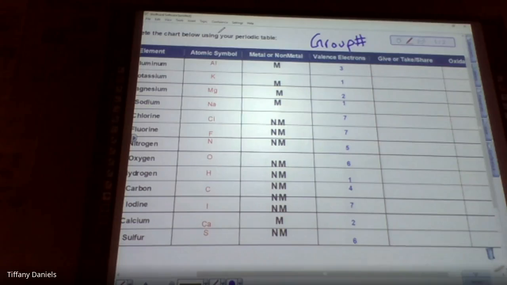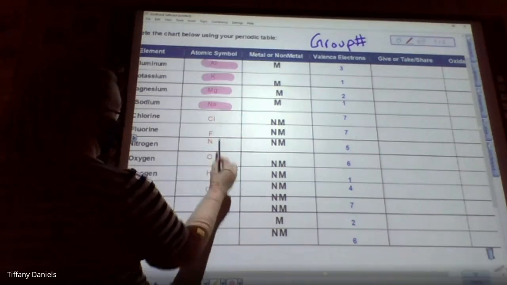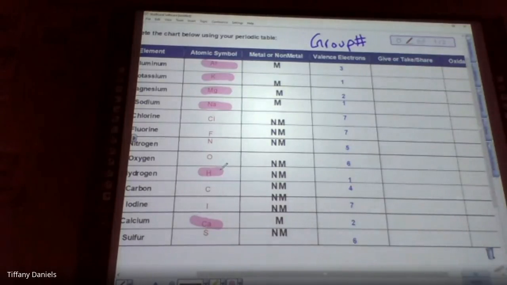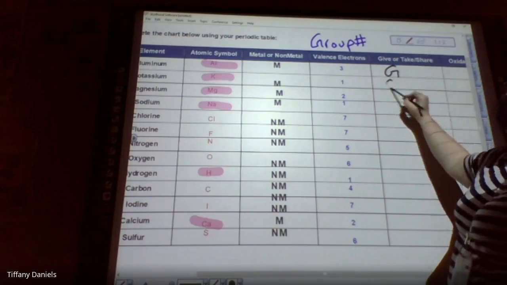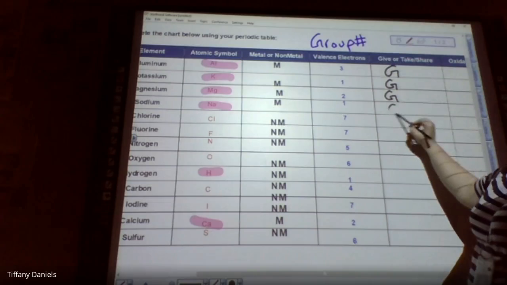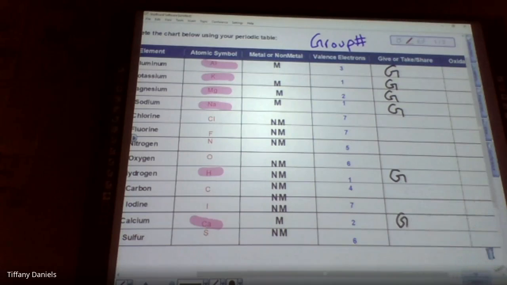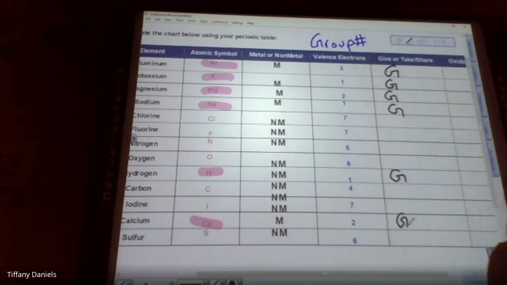So let's find our metals. So here's one. There's one. And we treat hydrogen like it's a metal because it generally does give away its electron. So give, and give. Okay. So less than 4, it's going to give away. Greater than 4, it's going to take.